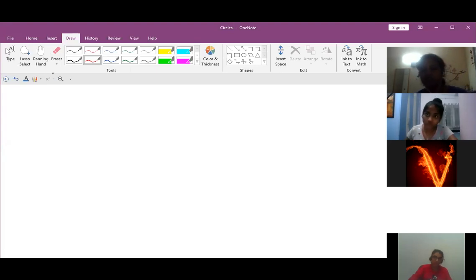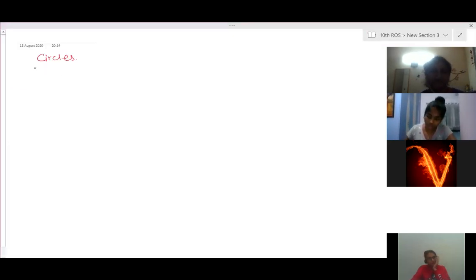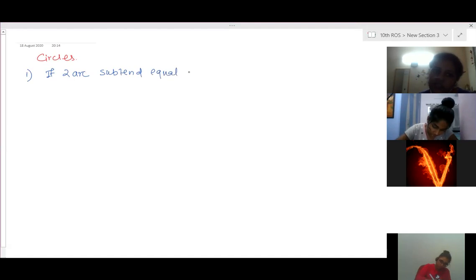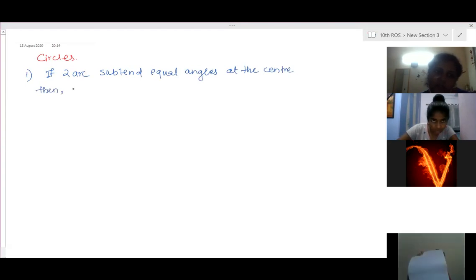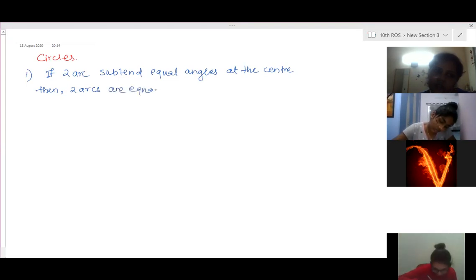Here there are only two theorems and very easy theorems. But earlier chapter, last year. We have learned: if two arcs subtend equal angles at the center, then the two arcs are equal in length.